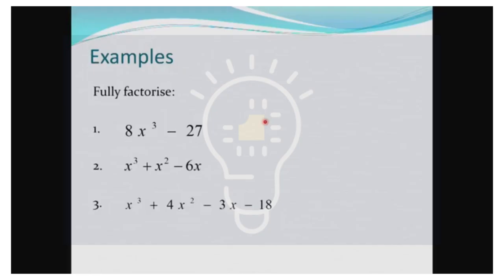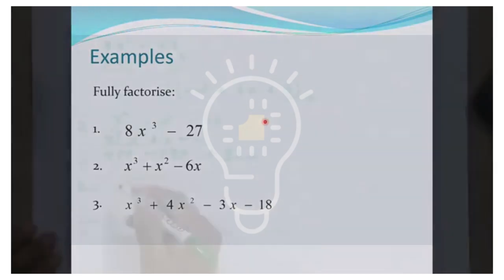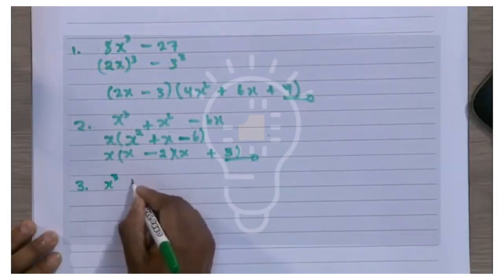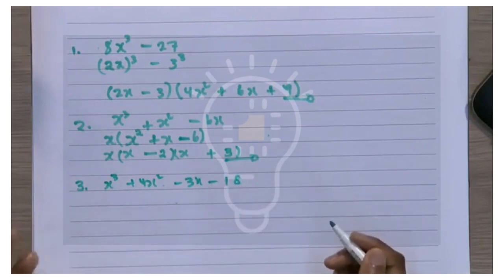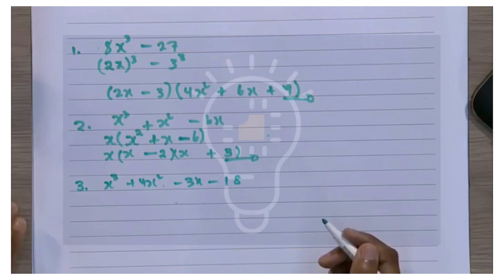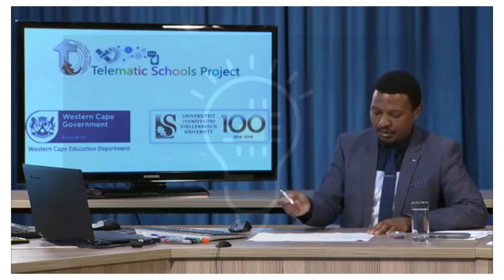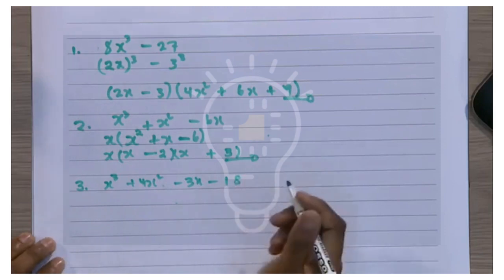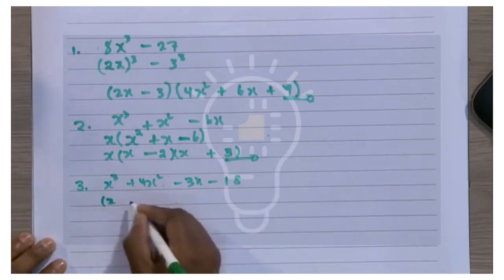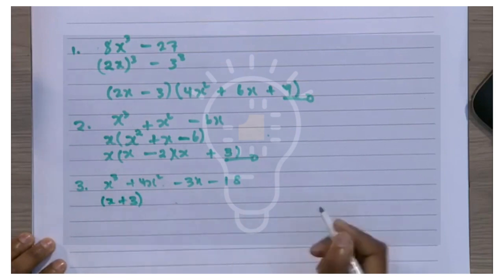Now we're going for the third one, which is the full cubic polynomial. We have to factorize x cubed plus 4x squared minus 3x minus 18. First of all, we'll need to find the first factor. Remember, in the other example, when we were asked to show that x plus 3 is a factor of a certain polynomial, it is the same as this polynomial that we're having here. So we're having our first factor as x plus 3.